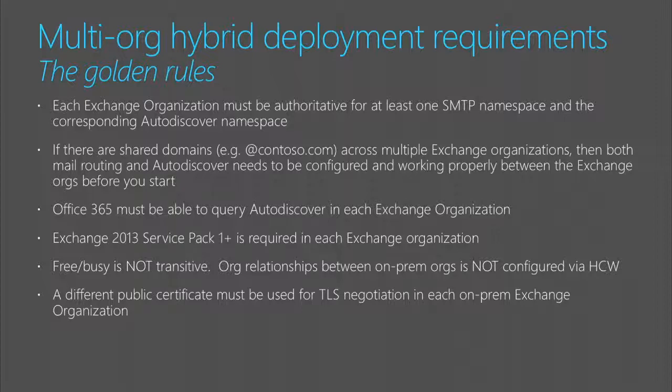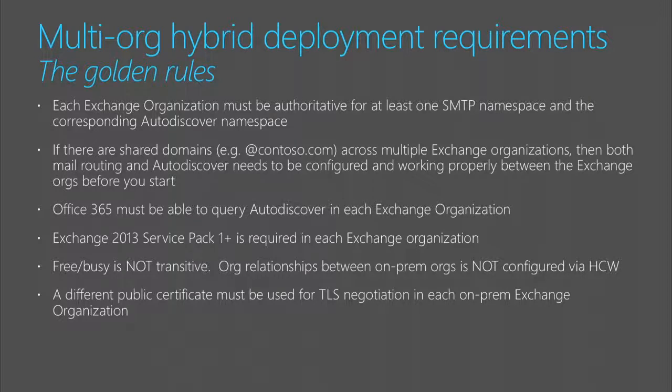The other golden rule, obviously Service Pack 1 or later, all that stuff, is around naming your user names, okay? When you synchronize your users from on-premises to the cloud, they're all going to be stamped with a contoso.mail.onmicrosoft.com address, and you can't have conflicts, okay? So one of the things we recommend is that for your target addressing in your email address policies, you make sure that you have a unique routing name.